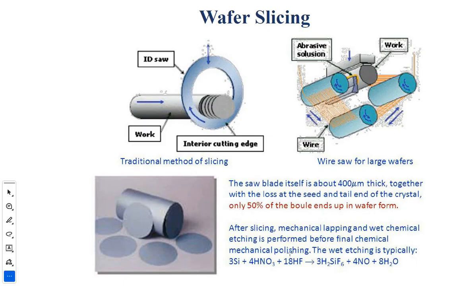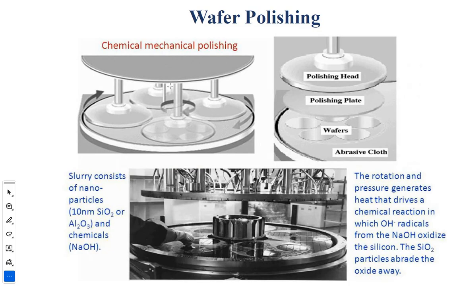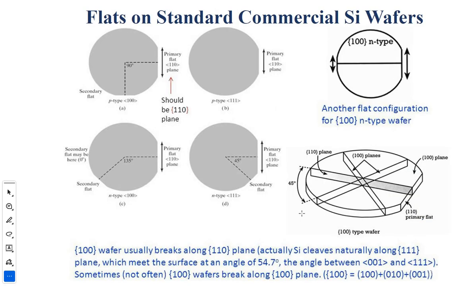After slicing, mechanical lapping and wet chemical etching are performed before the final chemical mechanical polishing. The wet etching is typically this equation. And for wafer polishing, the wafers are here. We have the polishing plate, followed by the polishing head, and the slurry contains very small nanoparticles and chemicals like NaOH. The rotation generates heat that drives a chemical reaction in which OH radicals from the NaOH oxidize the silicon, and thus the wafer polishing is performed.